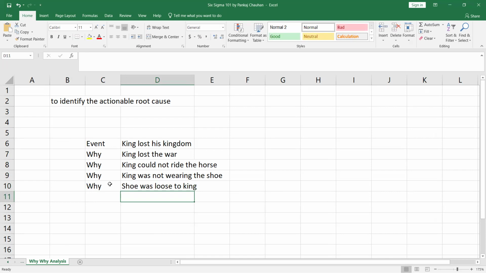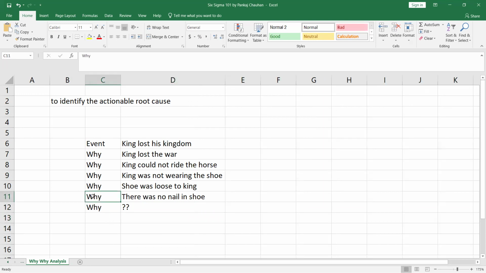Now again the question, why was the shoe loose on the king? Because, let's say, there was no nail in the shoe. The question is, why was there no nail in the shoe, and I have no answer. I really don't know why there was no nail in the shoe. So this last thing, where you close the YY analysis, became your root cause.